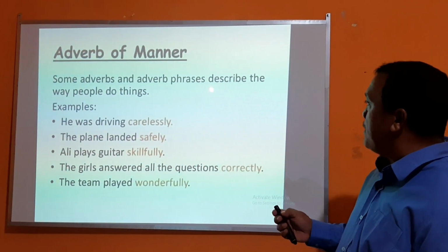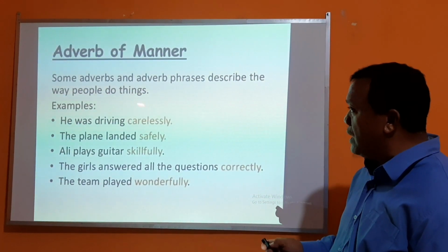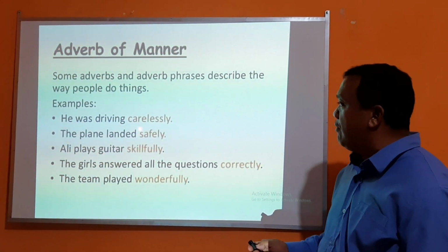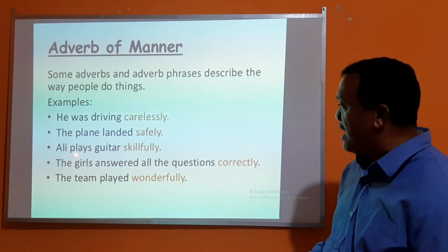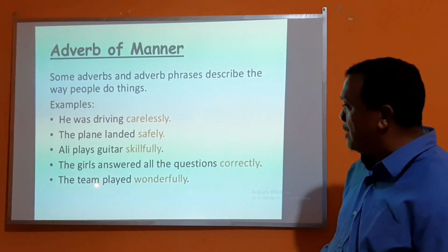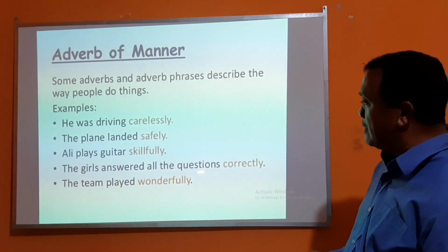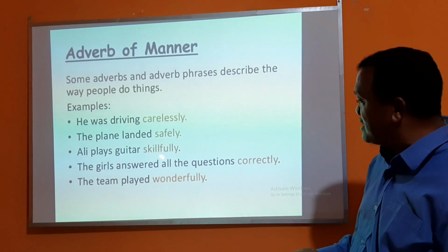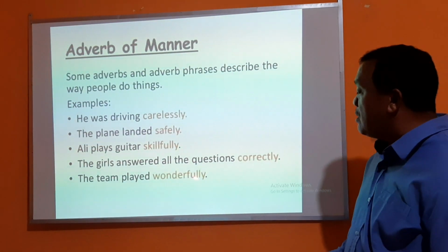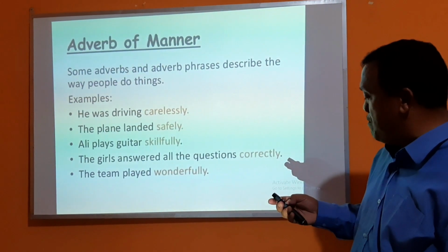And then adverb of manner. Some adverbs and adverb phrases describe the way people do things. Example: he was driving carelessly. The plane landed safely. Ali plays guitar skillfully. The girls answered all the questions correctly. The team played wonderfully. So carelessly, safely, skillfully, correctly, wonderfully are called adverb of manner.